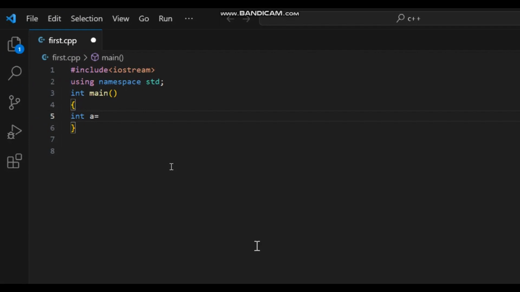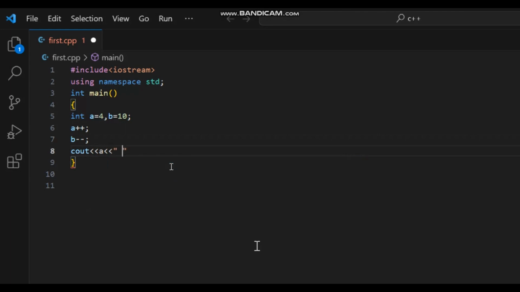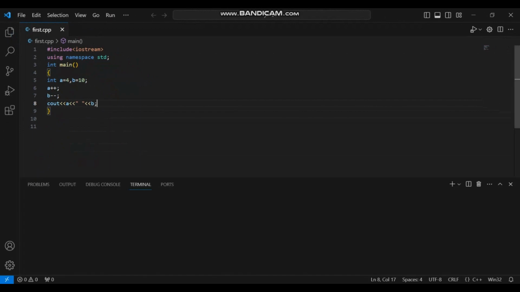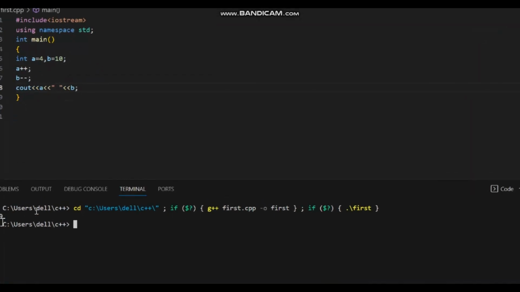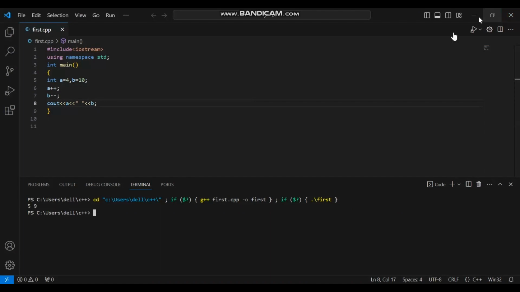Int a equals 4, b equals 10. a plus plus means a will be incremented by 1, b minus minus means b is decremented by 1. I will print both the values here. I will run the code. Here we have got output as 5 and 9, because when 4 is incremented by 1 it becomes 5, and 10 minus 1 is 9.